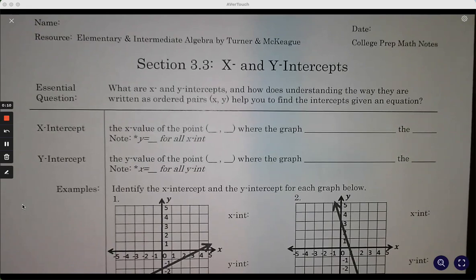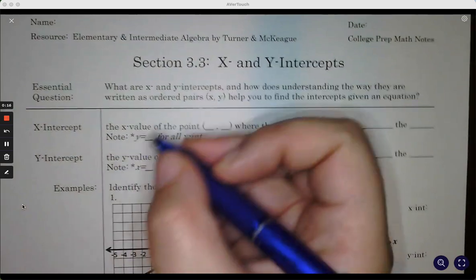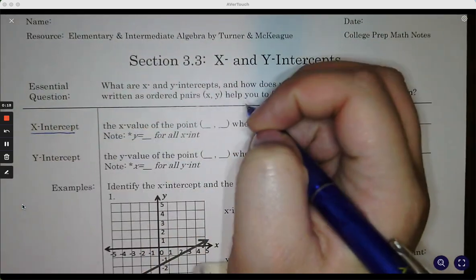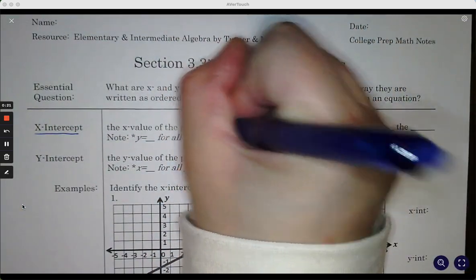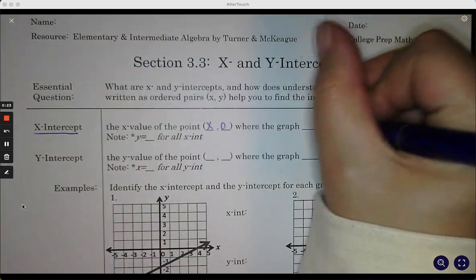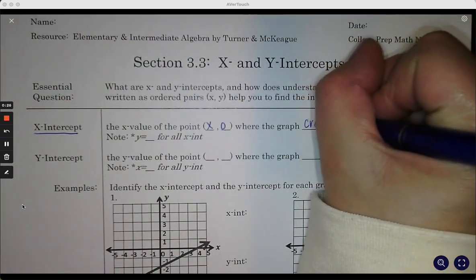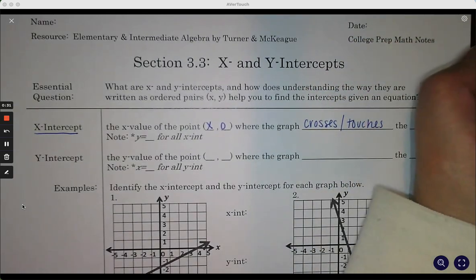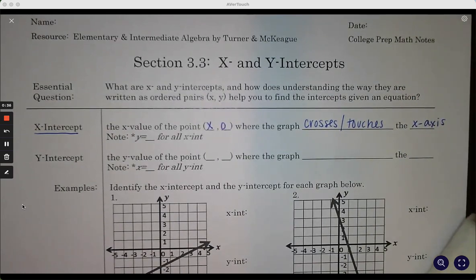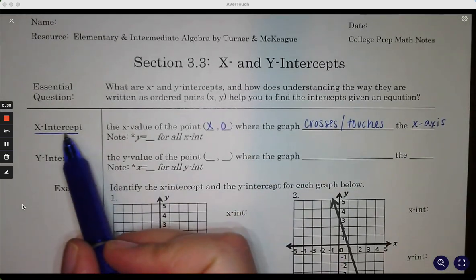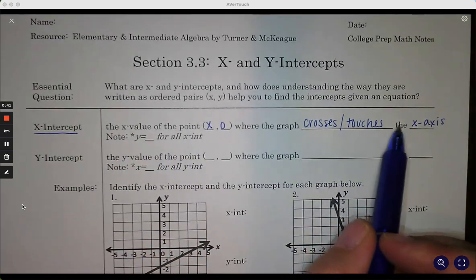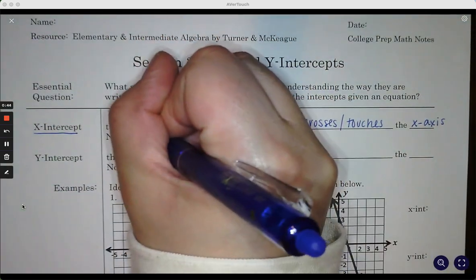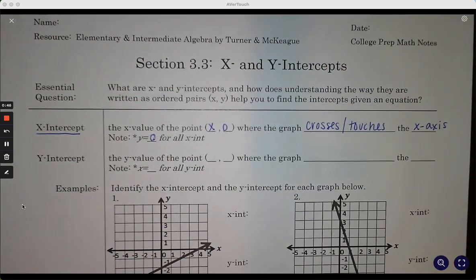So anyways, x and y intercepts. Guys, an x-intercept is the x value of the point x, 0 where the graph crosses or touches the x-axis. Okay, so for every single x-intercept, so we're talking about crossing, touching the x-axis, y is going to equal 0 every single time.